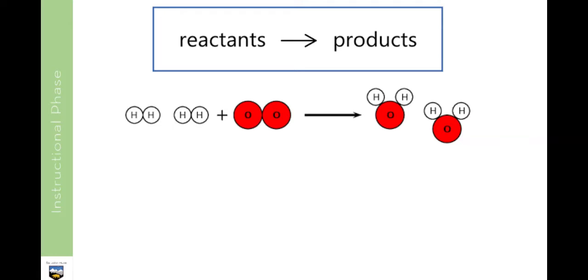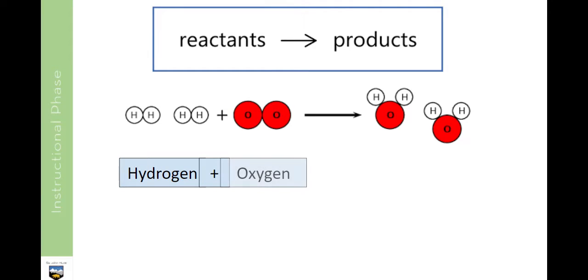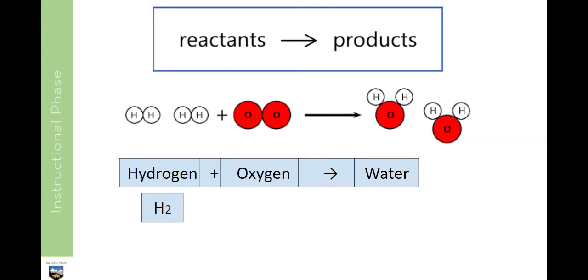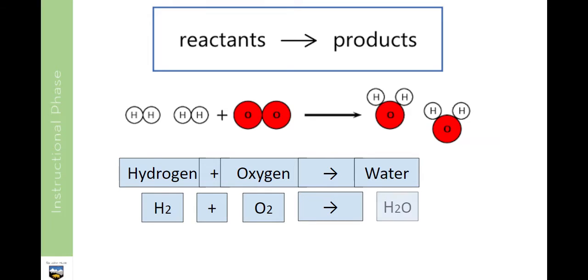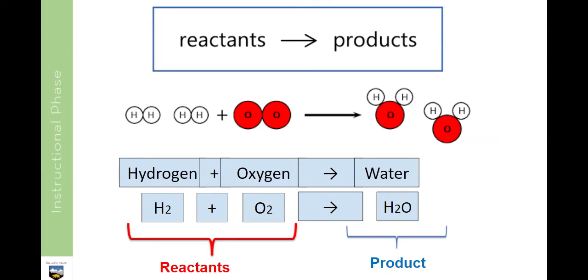Now, for this reaction on the screen, we could write it into a word equation. So we know that we've got our hydrogen and we've got oxygen. Those are our reactants. They go to make water. You could use symbols to also represent this in a symbol equation. Never mix your word and symbol equations. Please be mindful of that. And we know that at the start we have our reactants and at the end are our products.